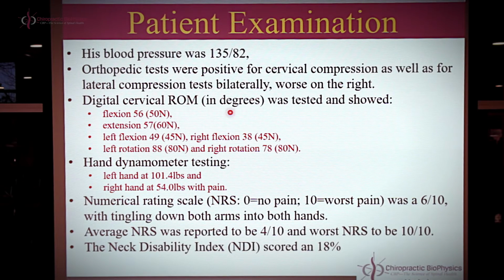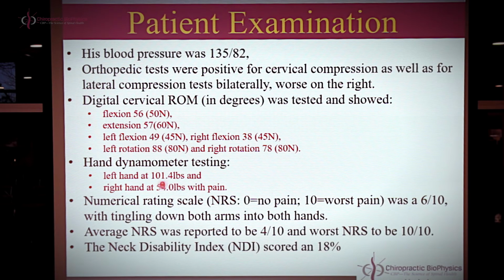His range of motion, using proper digital range of motion in degrees: flexion is 56 degrees, extension 57. Those two are really classically within normal limits. Left lateral flexion and right lateral flexion is reduced. So really the main reduction in range of motion is bending to the right, and that makes sense. He has right arm pain.